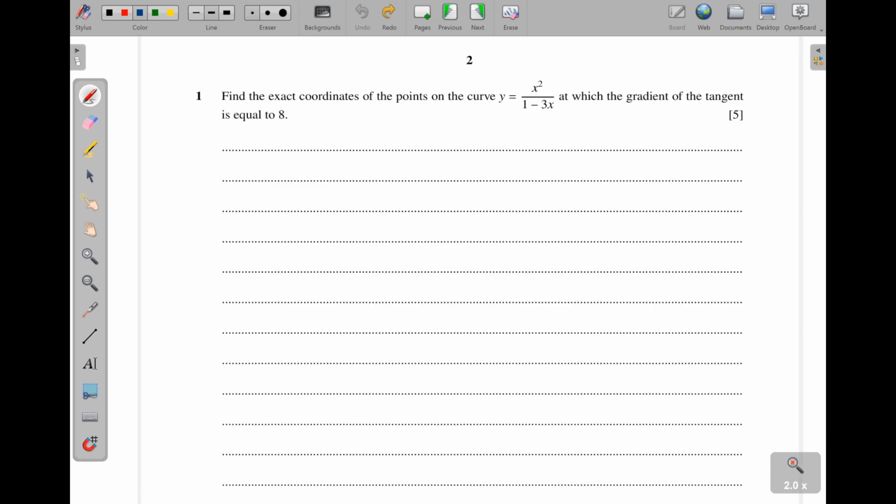Question 1, find the exact coordinates of the points on the curve y is equal to x squared over 1 minus 3x at which the gradient of the tangent is equal to 8.